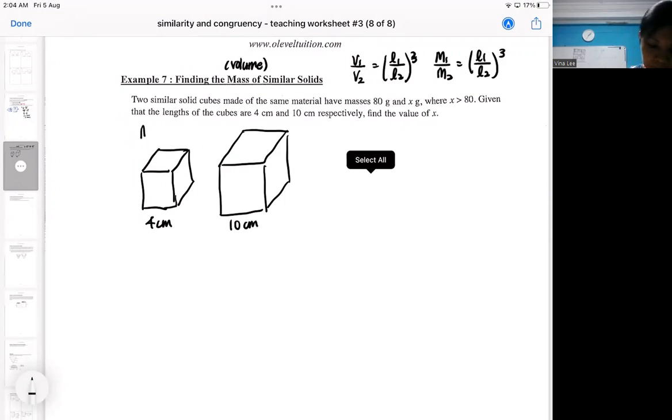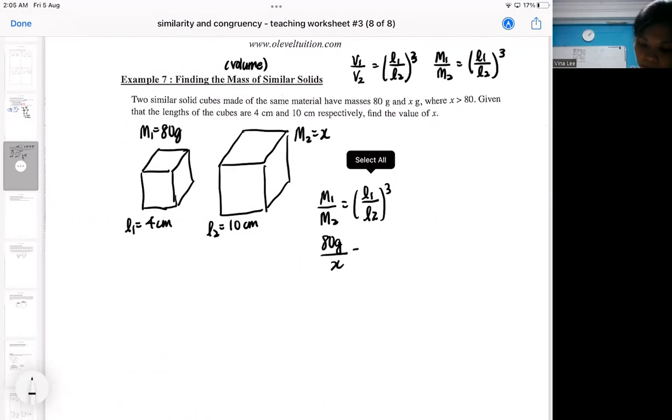But for the mass, this one is 80 gram. This mass is unknown. It's bigger than 80. So this is the L1, this is the L2. You assign your M1, M2, L1, L2, and then you match it into the formula. So it's 80 gram, that's the X. Okay, the ratio.